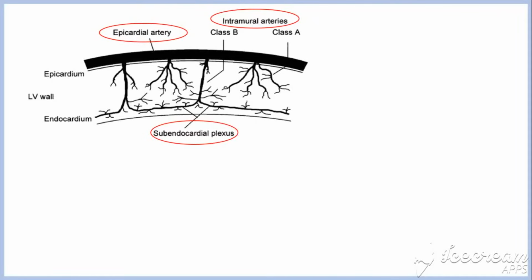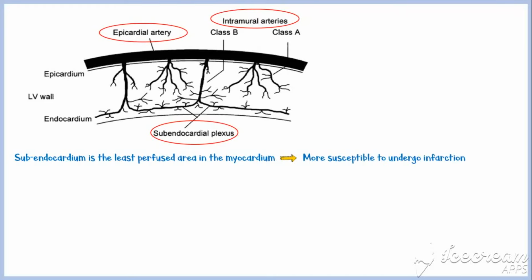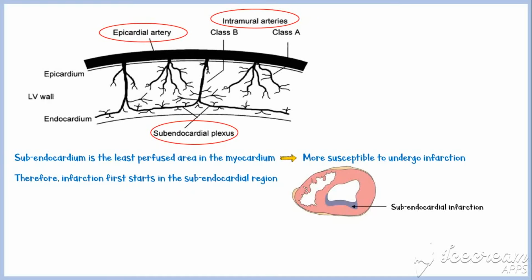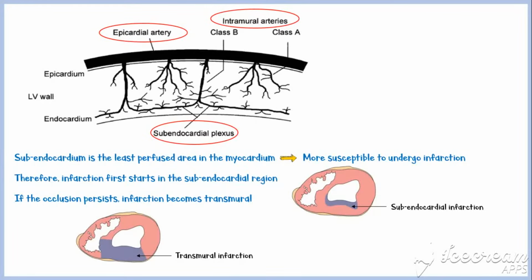Different types of intramural arteries join at the subendocardium to form subendocardial plexus, which supplies the inner one-third of the heart muscle. Because subendocardium is the most distal part for the blood to reach, it is the least perfused area of the myocardium. Because of this, it is more susceptible to undergo infarction. Therefore, infarction first starts in the subendocardial region, which is known as subendocardial infarction. If the occlusion persists, the infarction becomes transmural with time, extending over the whole thickness of the heart muscle.